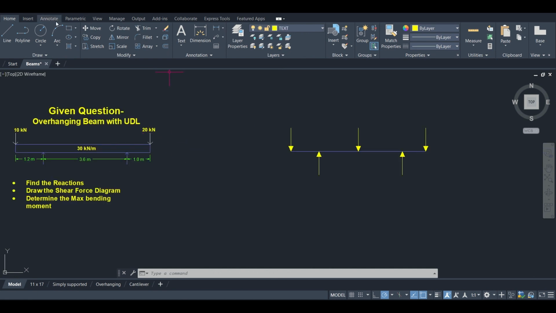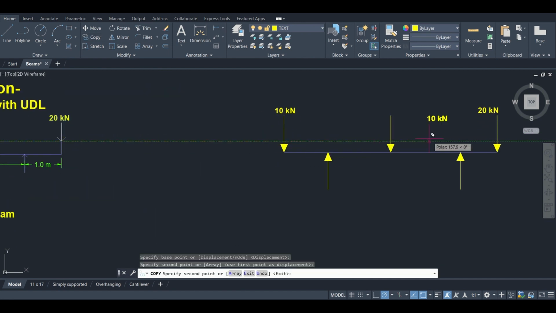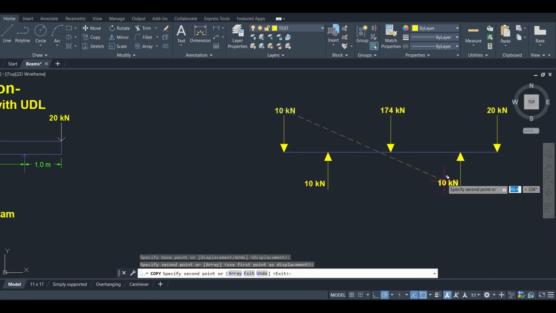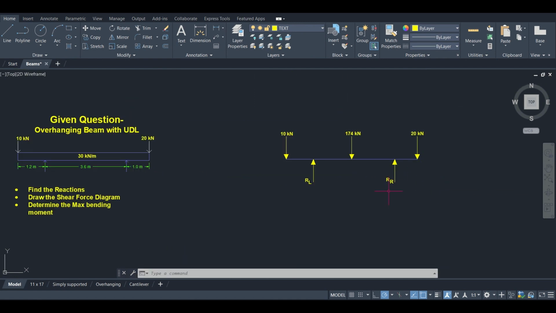So now I'm going to be labeling the loads and the reactions so that our beam can be properly represented. And I'm just going to copy to save time. So now my beam is fully represented in terms of the loads and the reactions. So we have the two given, 10 and 20 on each end, both reactions, and we converted the uniformly distributed load to a point load, and that had a value of 174 kilonewtons.